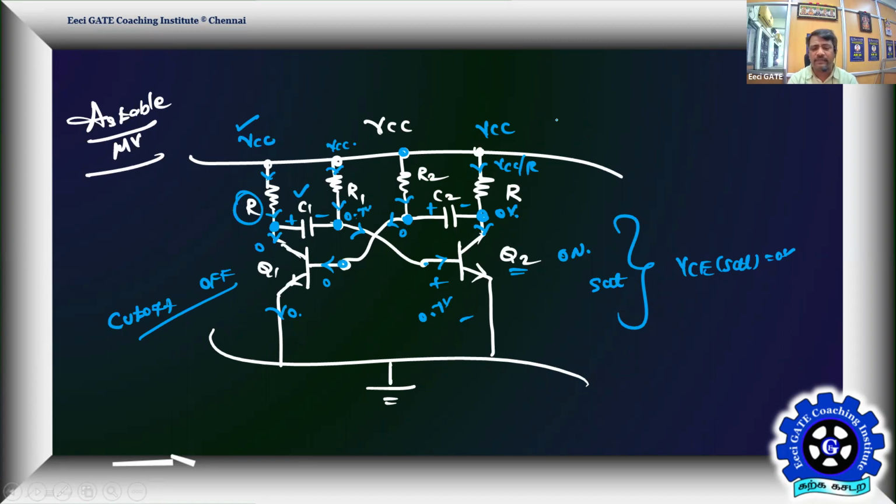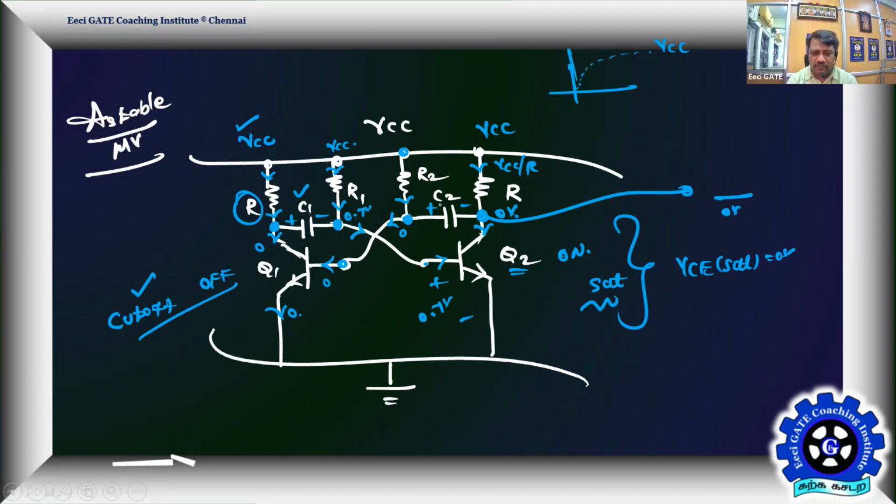So that means this capacitor is about to charge towards VCC, so it is going to have a charging transient like this. So now Q1 is in cutoff, and Q2 is in saturation. Let me take this as the output, so now the output is equal to 0 volt. We'll see what is going to happen after some time.